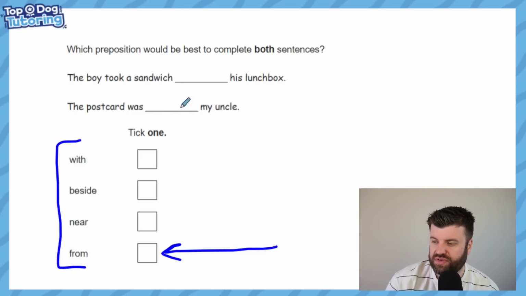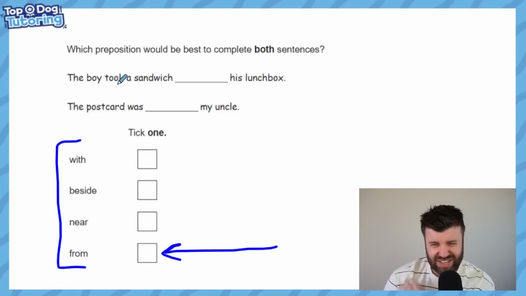The postcard was from my uncle. Okay, look. From definitely works. I'm just going to check the others. The postcard was with my uncle, I guess. But is that the best fit here for took a sandwich with his lunchbox? That doesn't make any sense. The postcard was beside my uncle. The boy took a sandwich beside his lunchbox. That, again, just doesn't quite work.